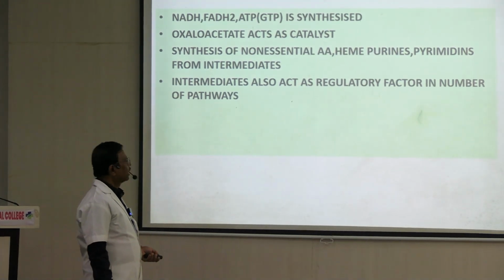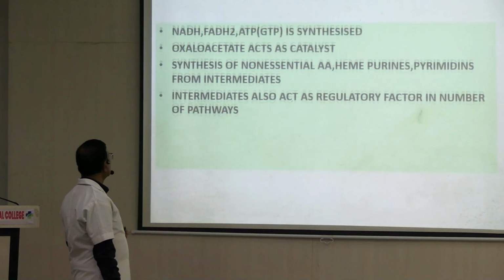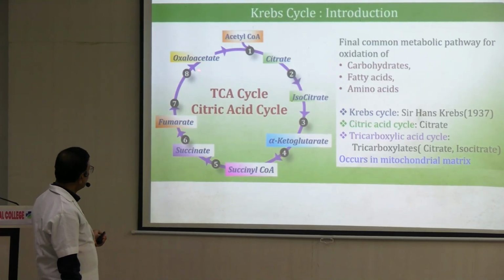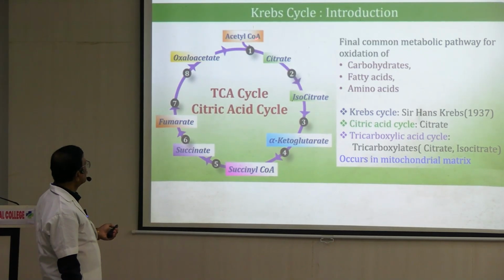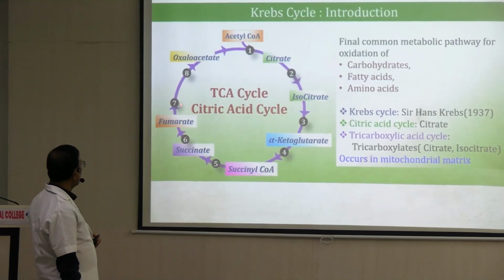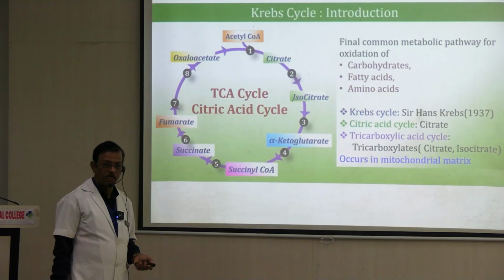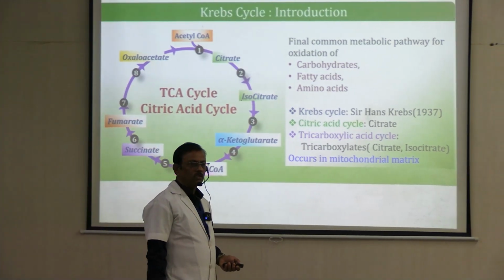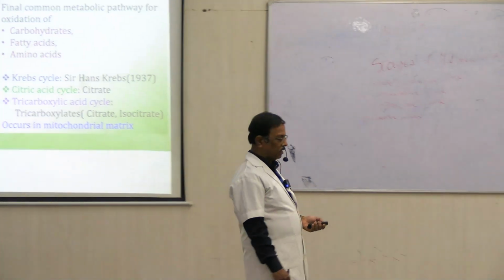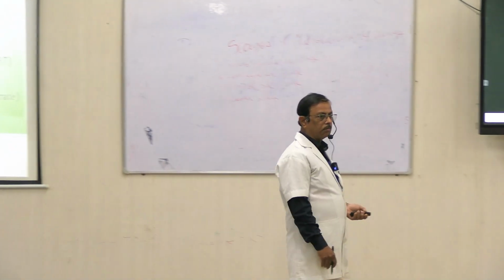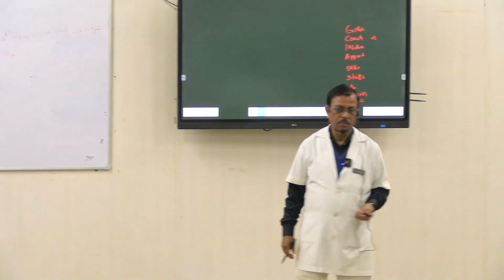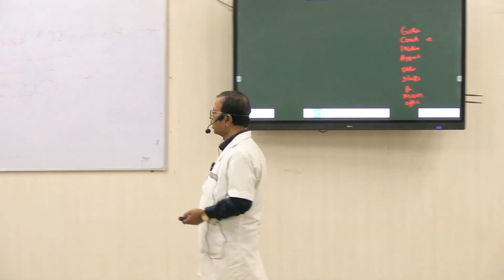Oxaloacetate acts as a catalyst. In the cycle, you can see the oxaloacetate, one of the components, condensing with acetyl-CoA to produce citrate. And after the whole cycle, again oxaloacetate is regenerated. So, it is not synthesized, it is acting as a catalyst. It is taking part in the reaction, and after the cycle is complete, it is again regenerated. Okay?